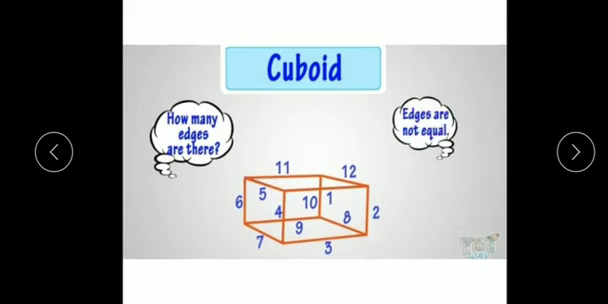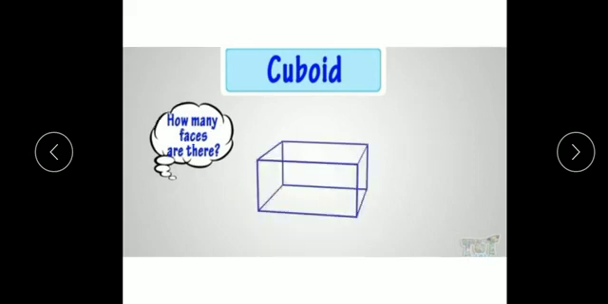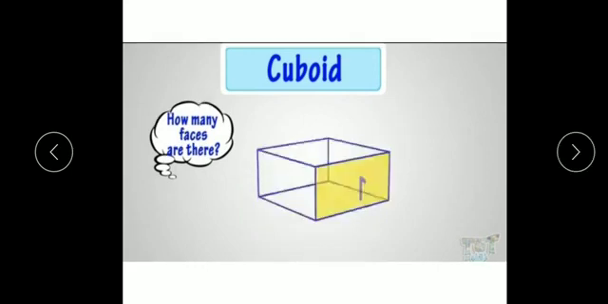And the most important thing is, in a cuboid, edges are not equal. Children, in a cube, edges are equal. But in a cuboid, edges are not equal. This is the basic difference between a cube and a cuboid. In a cube, edges are equal. But in a cuboid, edges are not equal. Okay? Now let's count the number of faces.